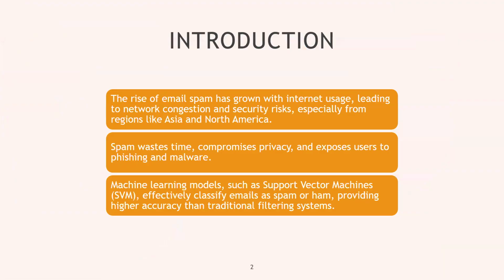Coming to the introduction, the rise in internet usage has led to a surge in email spam, particularly in regions like Asia and North America, causing network congestion, wasted time, compromised privacy, and increased exposure to phishing and malware threats. So, machine learning models such as support vector machine provide a highly accurate and adaptive approach to classify emails as spam or ham, outperforming traditional filtering systems as well.